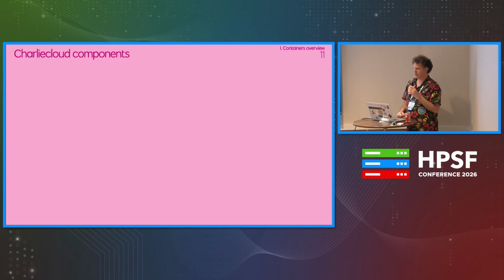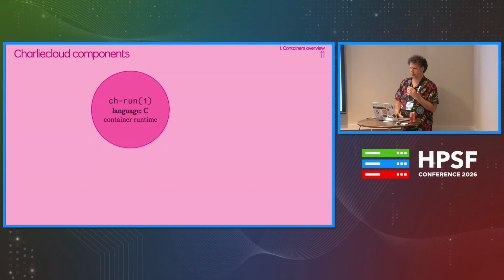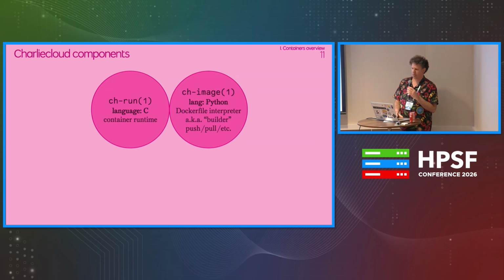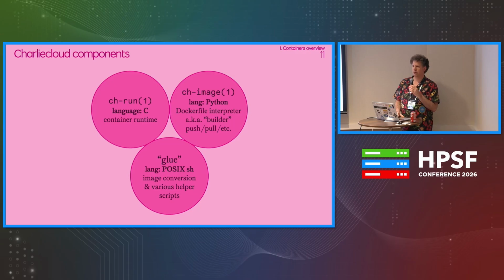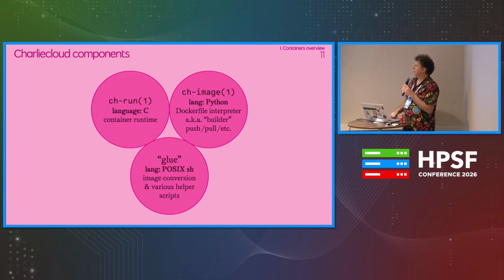So then the components of Charliecloud, we have kind of 3 and maybe a 4th that's growing. So ch-run is the actual container runtime. This is a C program. We have ch-image, which is a Python program, and that does the stuff that's, I guess, harder to program, right? So this is our Dockerfile interpreter. We use this to push and pull the registries, things like that. Then we have a reasonable amount of glue code. This tends to be shell, and we try hard to make it POSIX rather than bash or associated with some other shell.